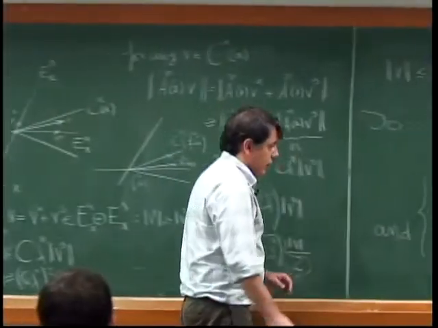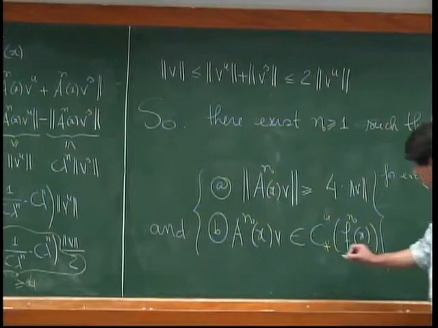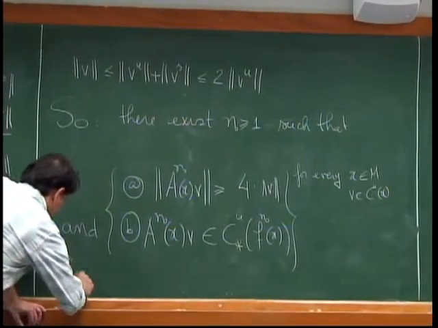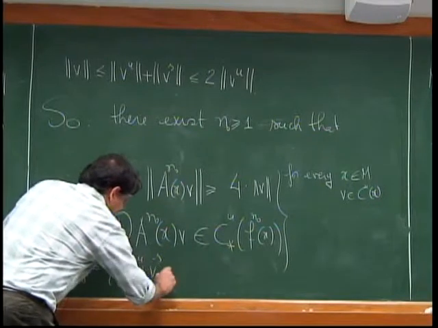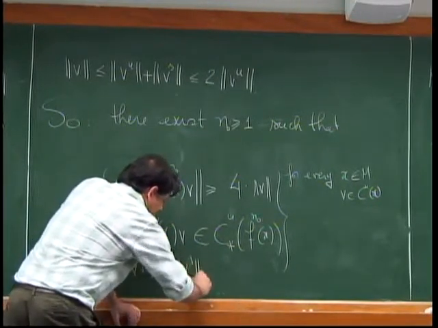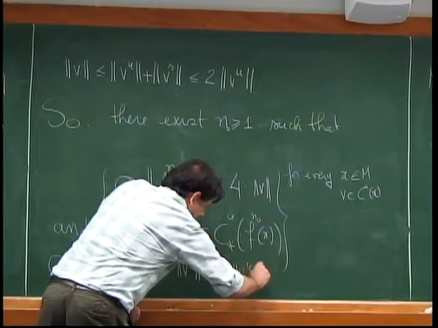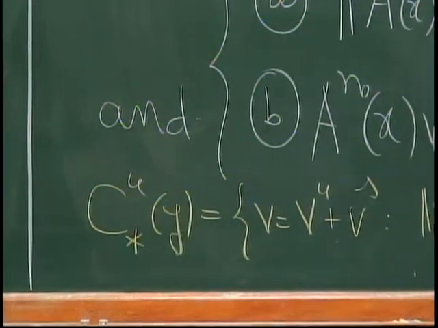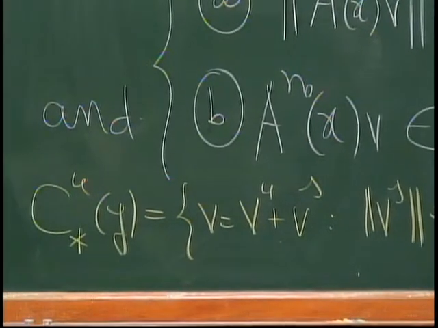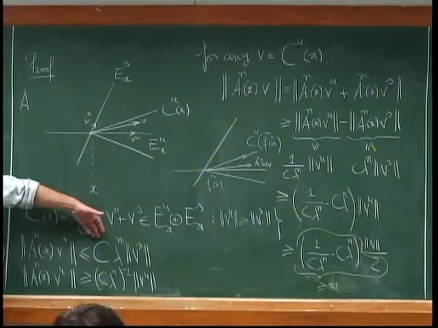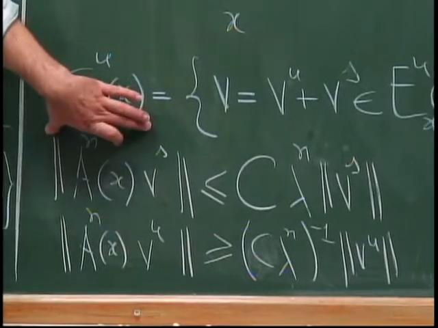But I have much better, and I'm going to stress this by changing the cone. This is a different cone. And what cone is this? C star u of y is the set of vectors v equals vu plus vs, such that vs is not just smaller than vu, it's smaller than 1/4 vu. Okay? And I can do that because I started with vs less or equal than vu. Vs becomes, say, twice as small. Vu becomes twice as big. So in the end, this one is 4 times bigger than this one.